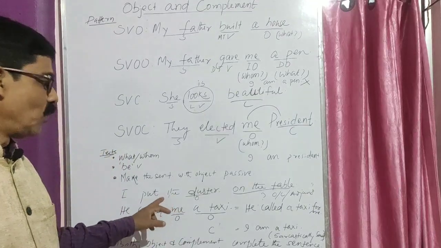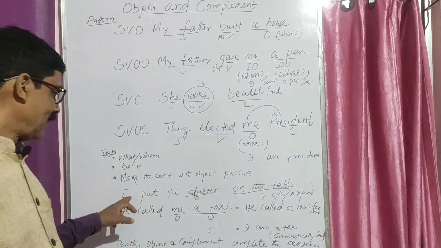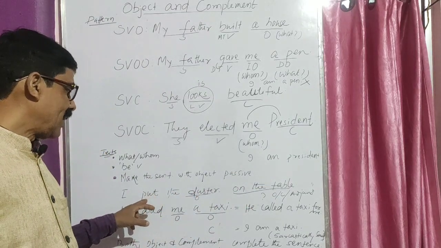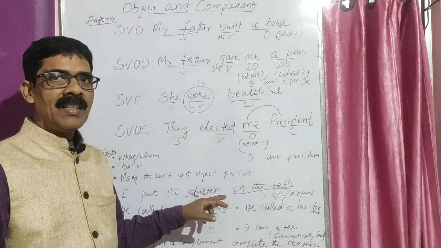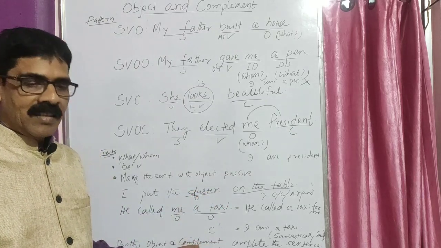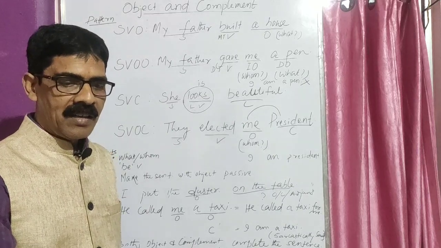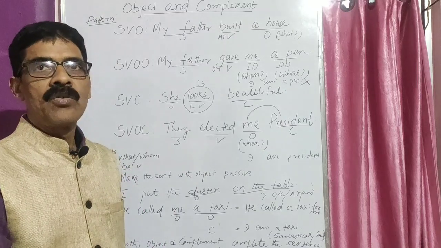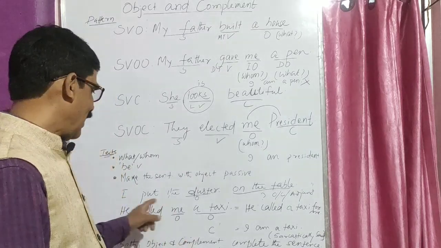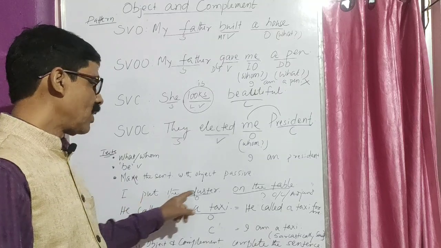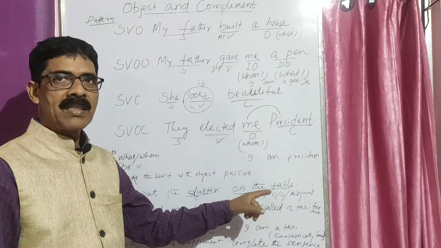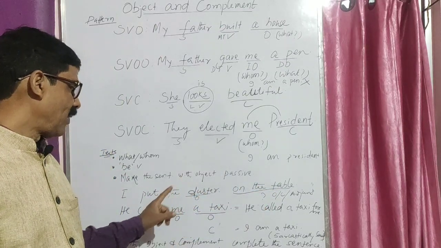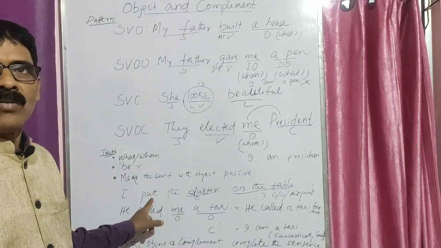Let's take two more interesting examples. I put the duster on the table. If I say I put the duster, then it is not complete. You see, I put the pen, but still the pen is in my hand. It needs a place to be put down. So similarly, I put the duster on the table. That place, table, is very much necessary to put this object, duster. Then the meaning of the verb will be complete.